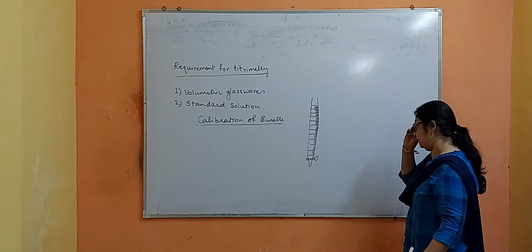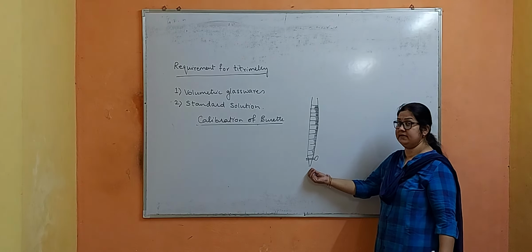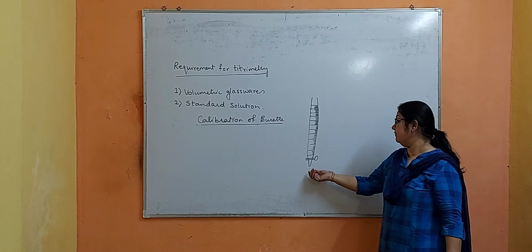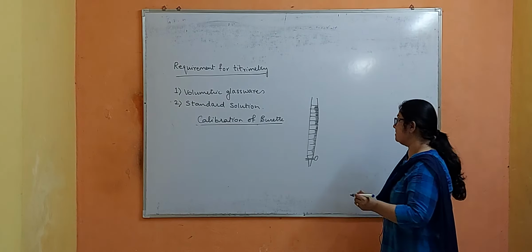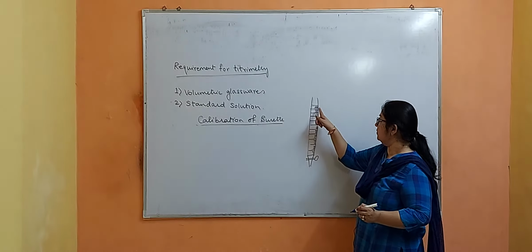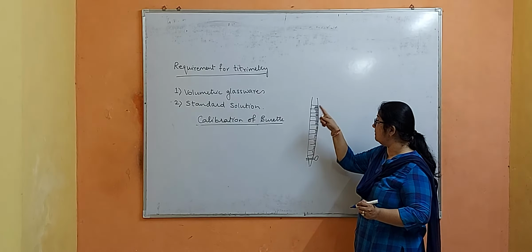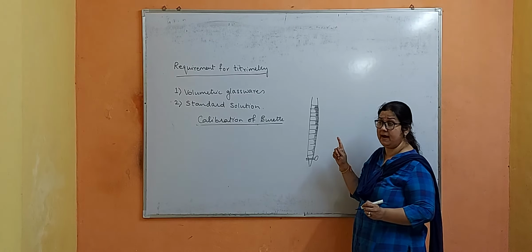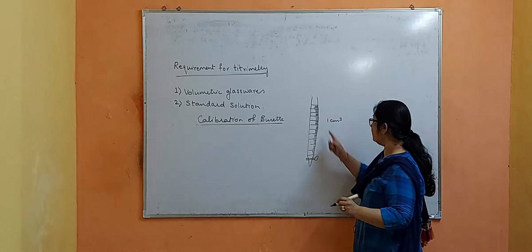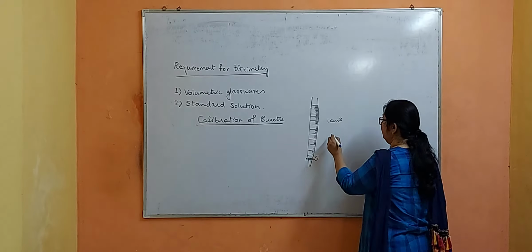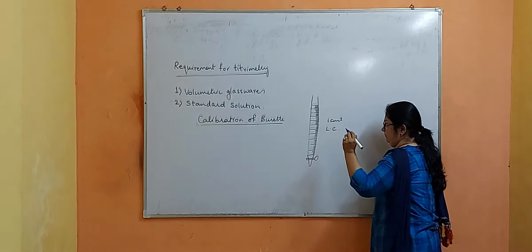Now there is a stopcock and this tapers at the bottom, which is nothing but the fine delivery tip. This is the burette. It is provided with marks. The whole cylindrical marks are called major marks, which are at 1 cm cube, and there are also minor marks depending upon the least count.